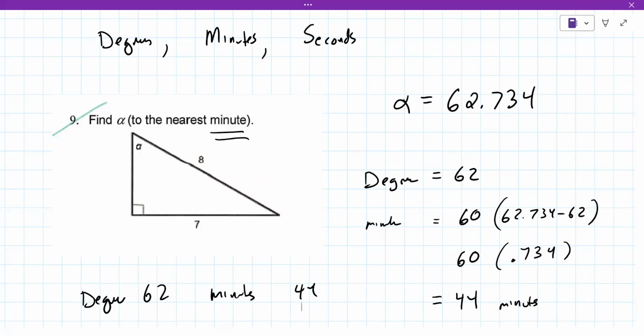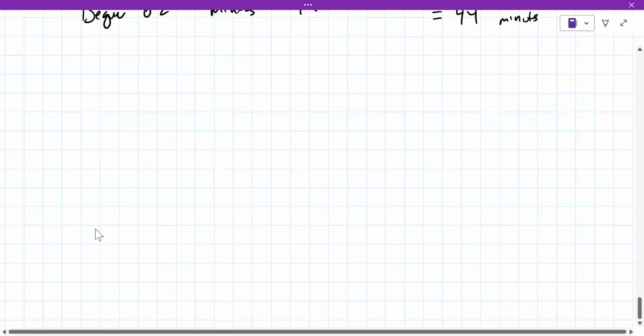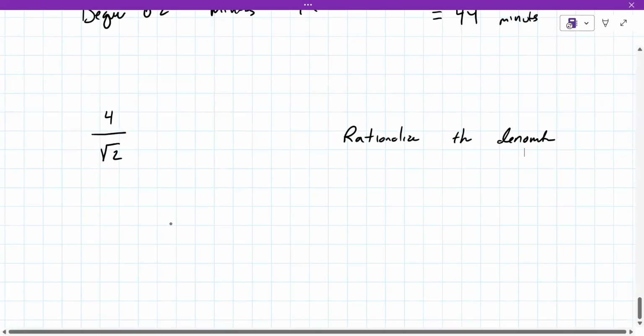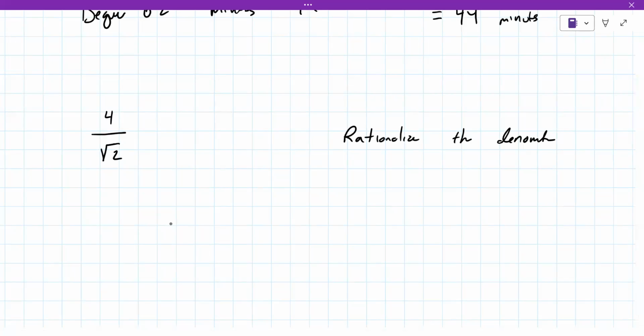All right, so let's look at a few more problems here. A couple other things I noticed from us working together here. So let's say you get an answer like 4 divided by the square root of 2, and you're supposed to rationalize the denominator. Do you remember what you're supposed to multiply the top and the bottom by in this case when you rationalize the denominator?